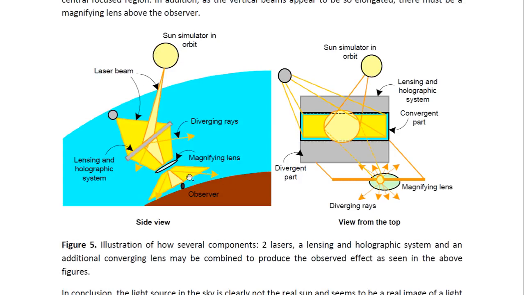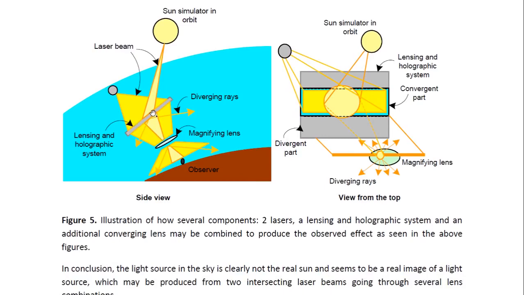So this kind of setup might be what is producing this. We would most likely get an effect at least similar to that with something like this. We would have two laser beams combined, falling onto a lensing or a holographic system, something that produces a real image on the other side of the lens. And then the two beams would be focused. Part of it will be divergent, and I cannot show everything in that same image.